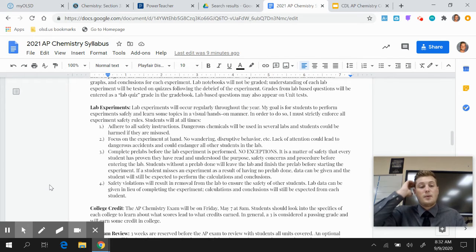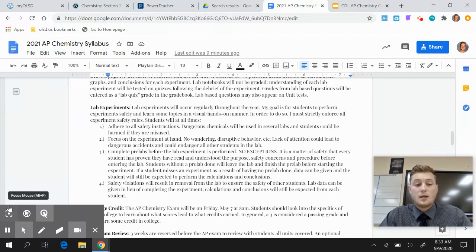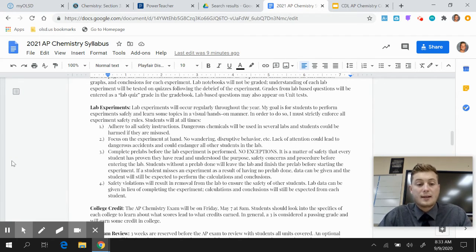Those are your lab experiment procedures and expectations. Obviously, even though they might not necessarily be doing the lab themselves, safety is still a big thing, so they need to adhere to all of those guidelines, whether they are 6 feet away from me or not. Safety is still a big thing, especially in AP Chem where we're working with some really, really cool reactions.